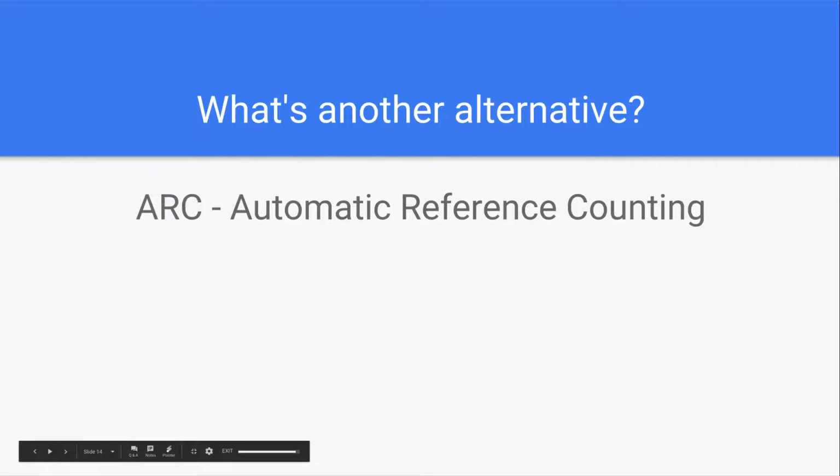So I said that malloc and free isn't the best thing, and garbage collectors have their issues. So what's a third option for us? We have ARC now. ARC is something that Swift uses to manage memory. Other languages also use it.